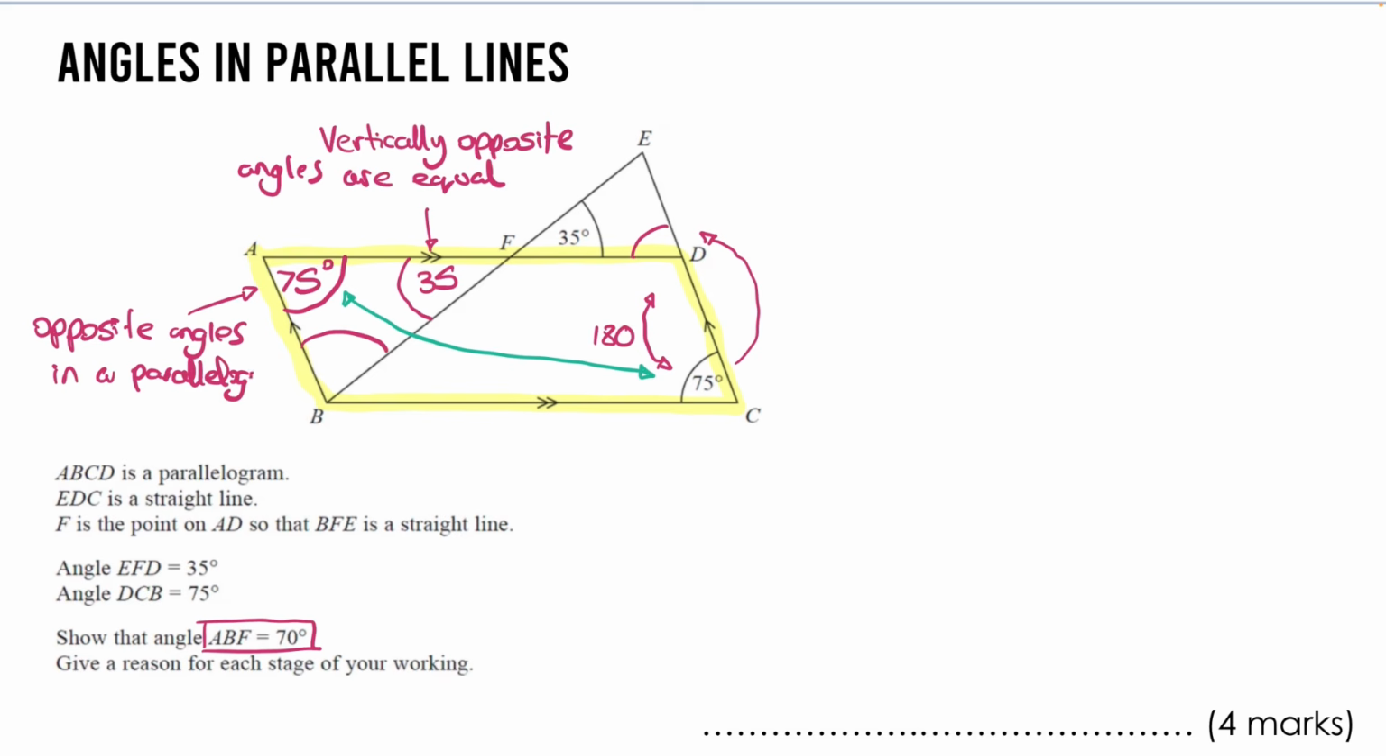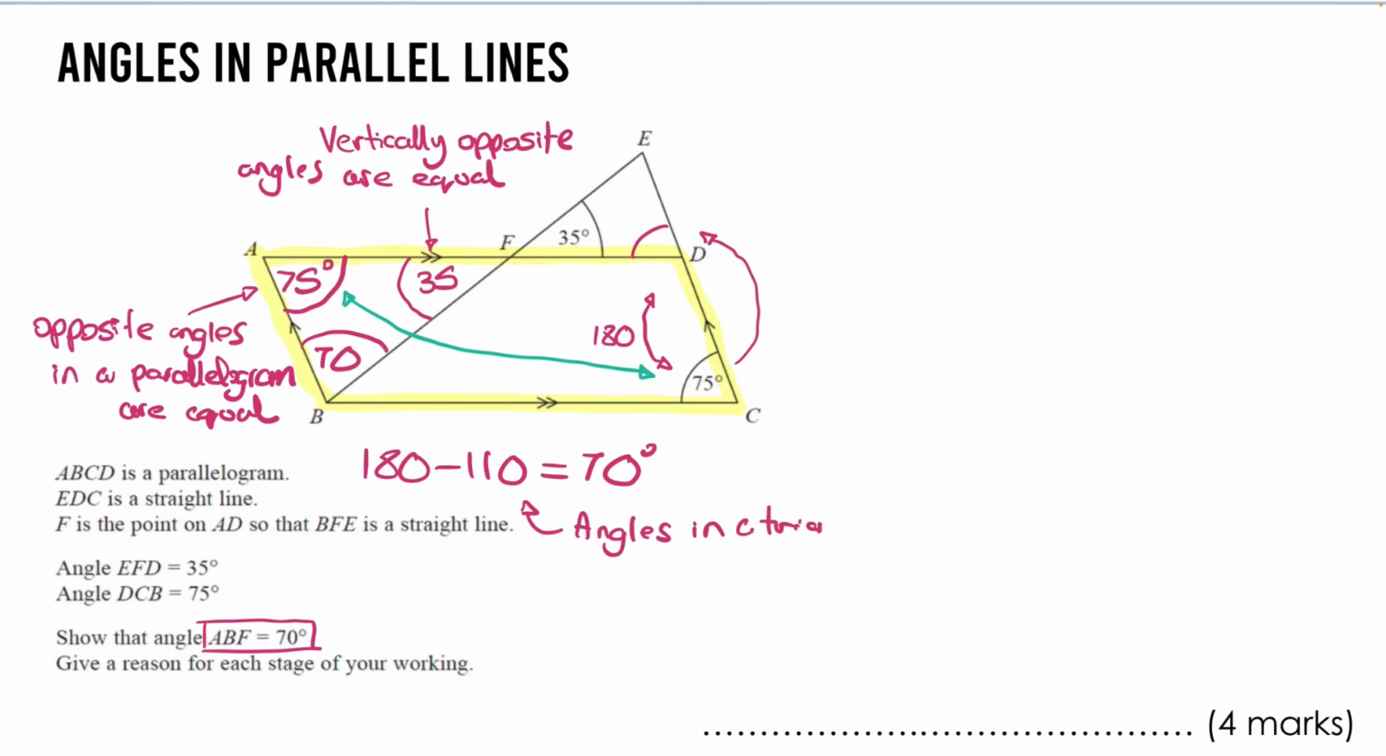And now I can find that final angle in the triangle. If we do 75 add 35, we'll get the answer 110, and 180 minus 110 is equal to 70 degrees. And there we go. And the reason behind that bit of working out is angles in a triangle equal 180 degrees. So I would write that down, angles in a triangle equal 180 degrees. And there we go. So there's my final answer.